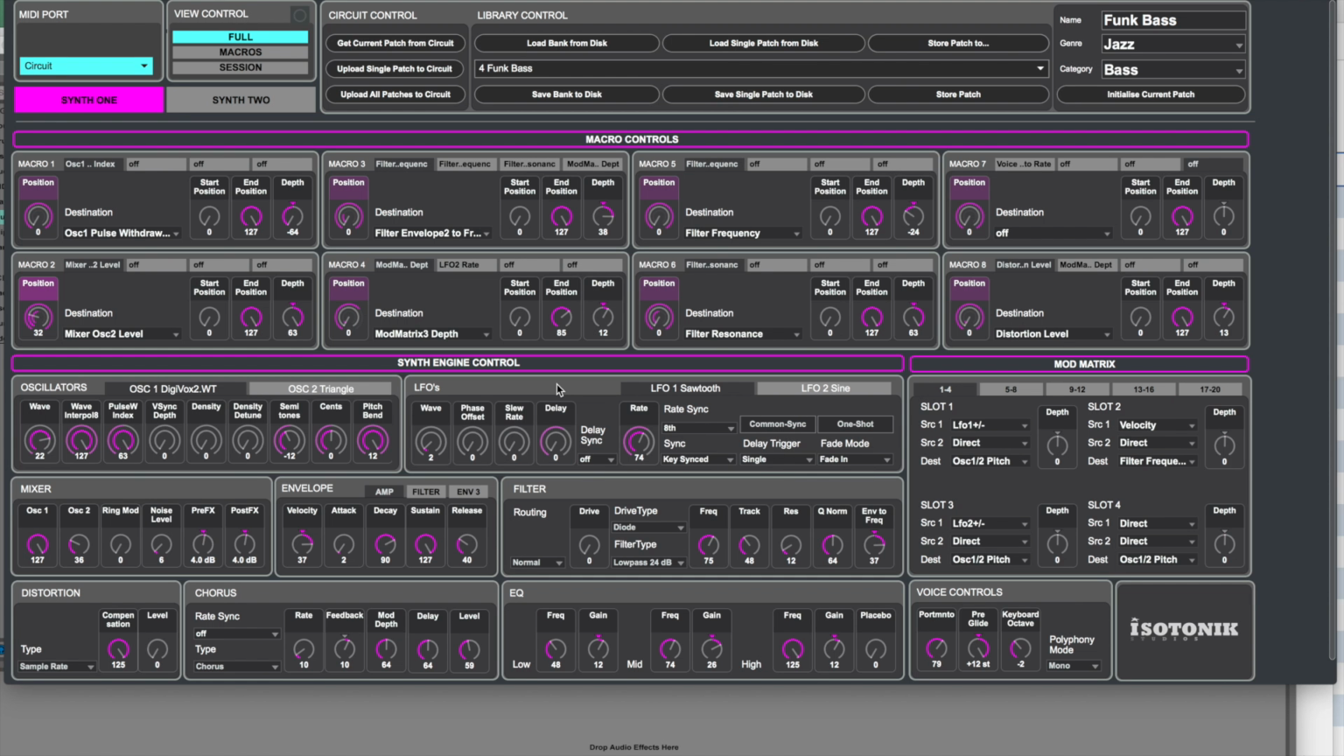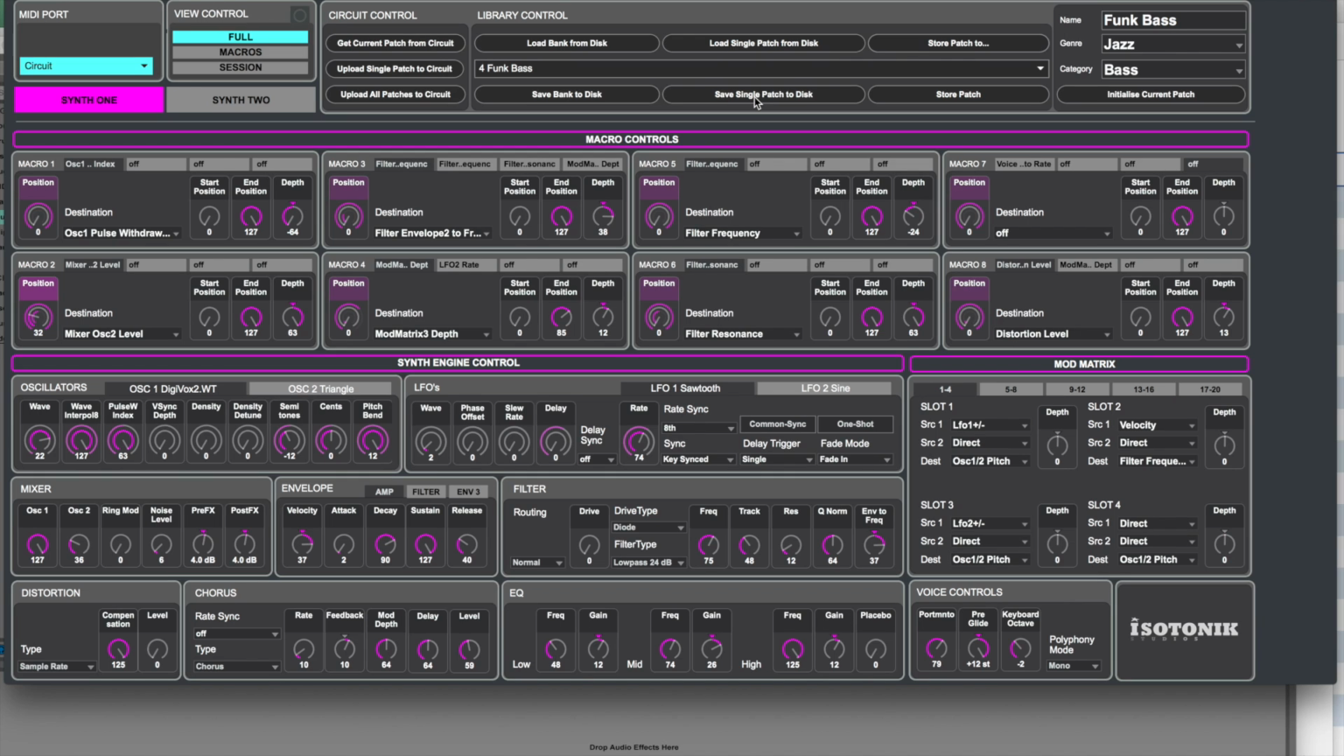Okay, we're in the Isotonic editor that's free for the Circuit here. But these patches that came with the Circuit are kind of a starting point that you might make a good sound out of, or you can get the sounds that I've made. But let's go ahead and save this stock patch, and then let's make a change to it. Let's change the resonance of it and see how that's reflected in the Sysex file.